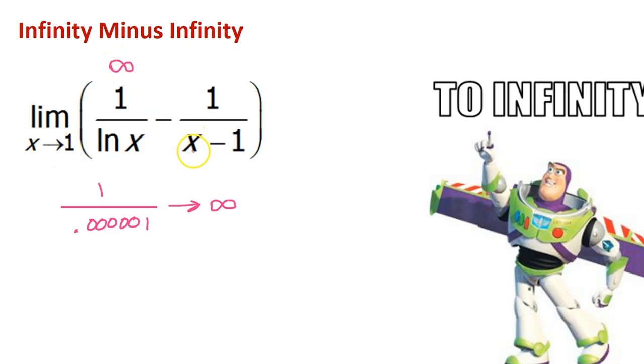Similarly, if you plug in 1 right here, you have 1 minus 1, that's 0. But it never is equal to 0. We're approaching 1. So it's the same situation all over again. This is getting smaller and smaller, like 0.00001. But again, this is approaching infinity. So if you understood all of that, you might think that infinity minus infinity is 0.